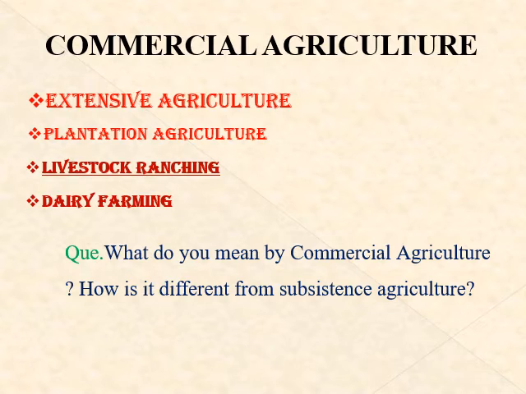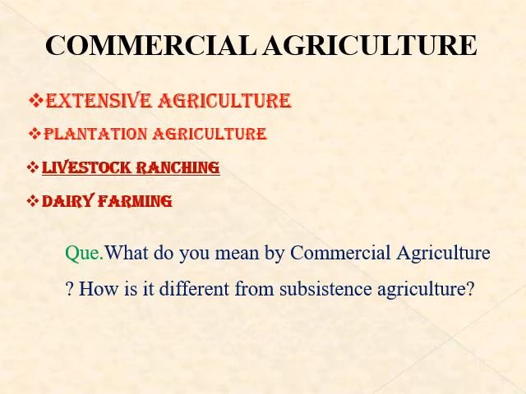Then next one, livestock ranching. Livestock ranching is also part of commercial agriculture. It is the commercial grazing of farm animals over an extensive area. This activity is common to the grasslands of America, South Africa, Australia and New Zealand. Then dairy farming. It is a specialized form of agriculture for the large scale production of milk.